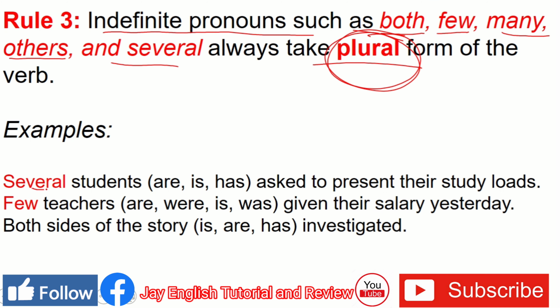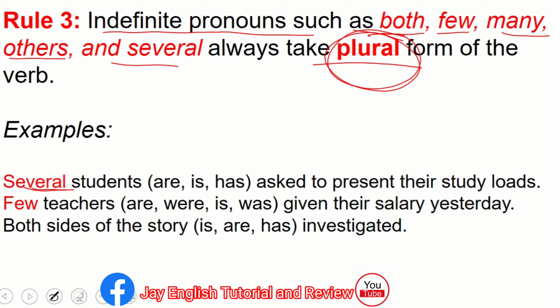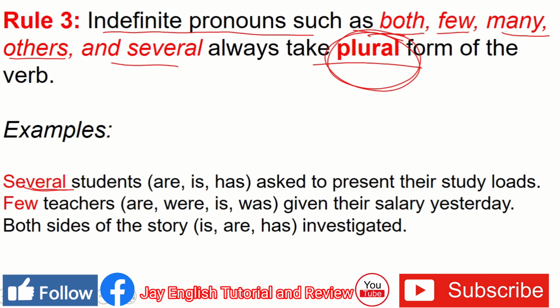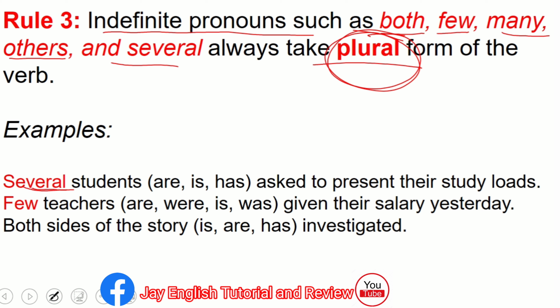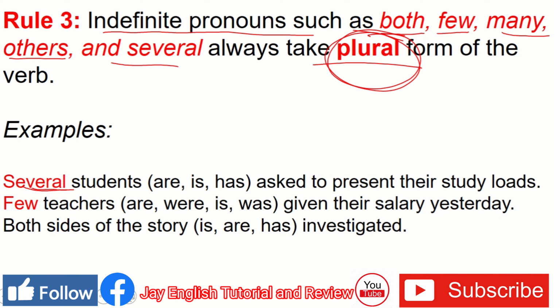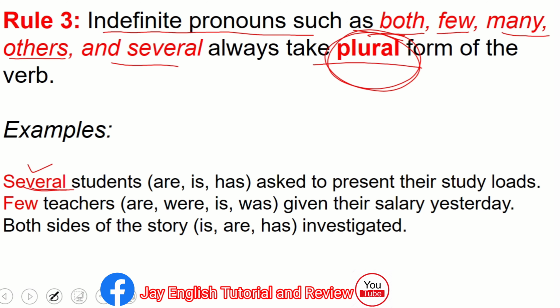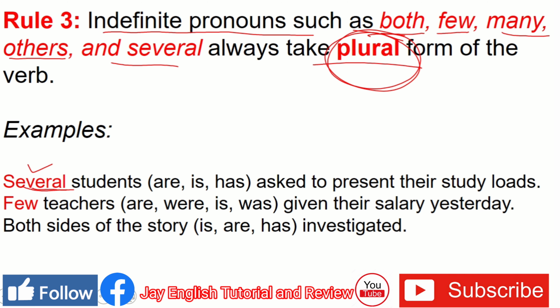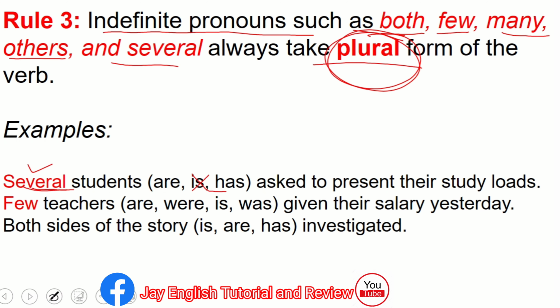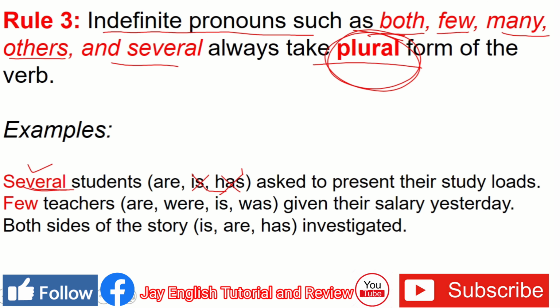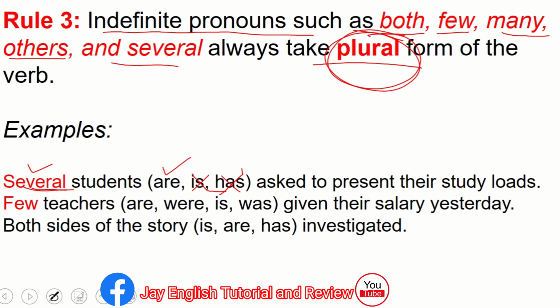Examples: several students are, is, has asked to present their study loads. Okay, so what does the rule say? If you are going to use these indefinite pronouns, like several, pair it with the plural verb. So, which among the three? Are, is, or has? Is is singular, the auxiliary verb has is also singular. We're going to use are. Several students are asked to present their study loads.